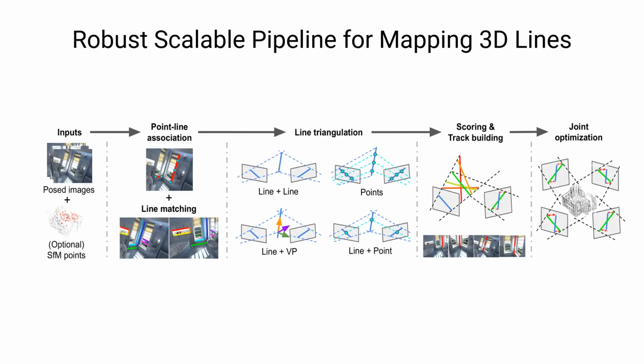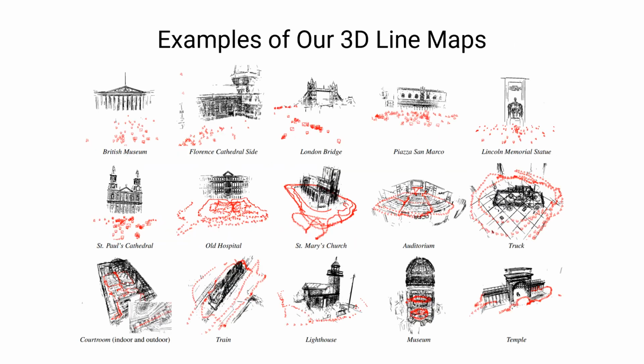In this project, we present a robust and scalable pipeline for mapping 3D lines from multi-view posed images. We improve over all stages of line mapping, resulting in high-quality 3D line maps with track associations. The system can also utilize the 3D-2D correspondences from the point maps to further improve the mapping quality.